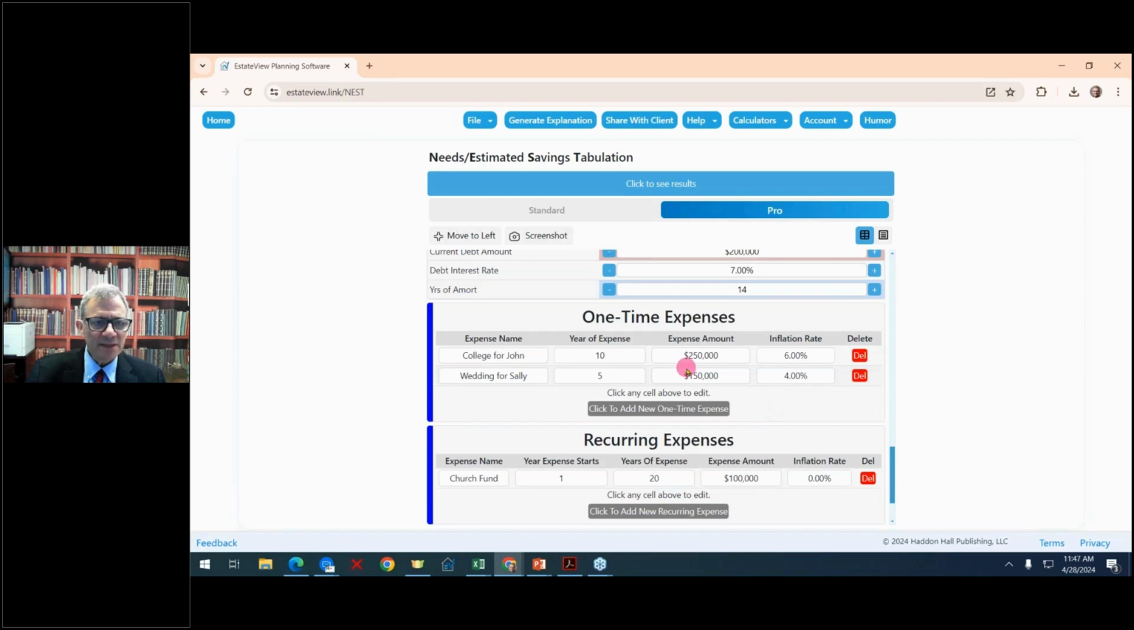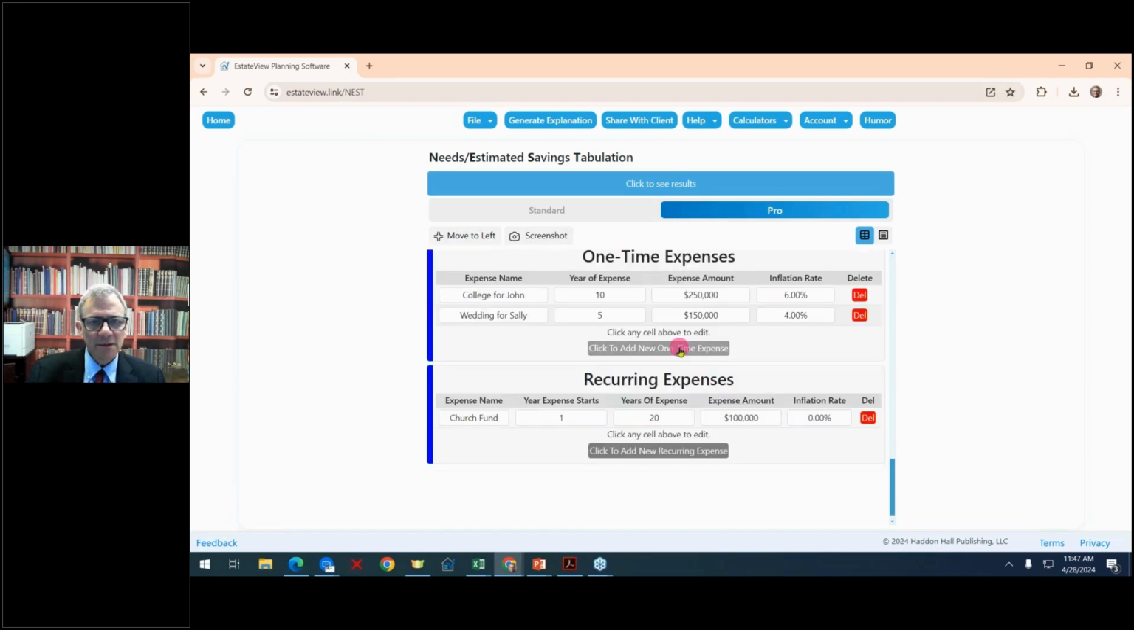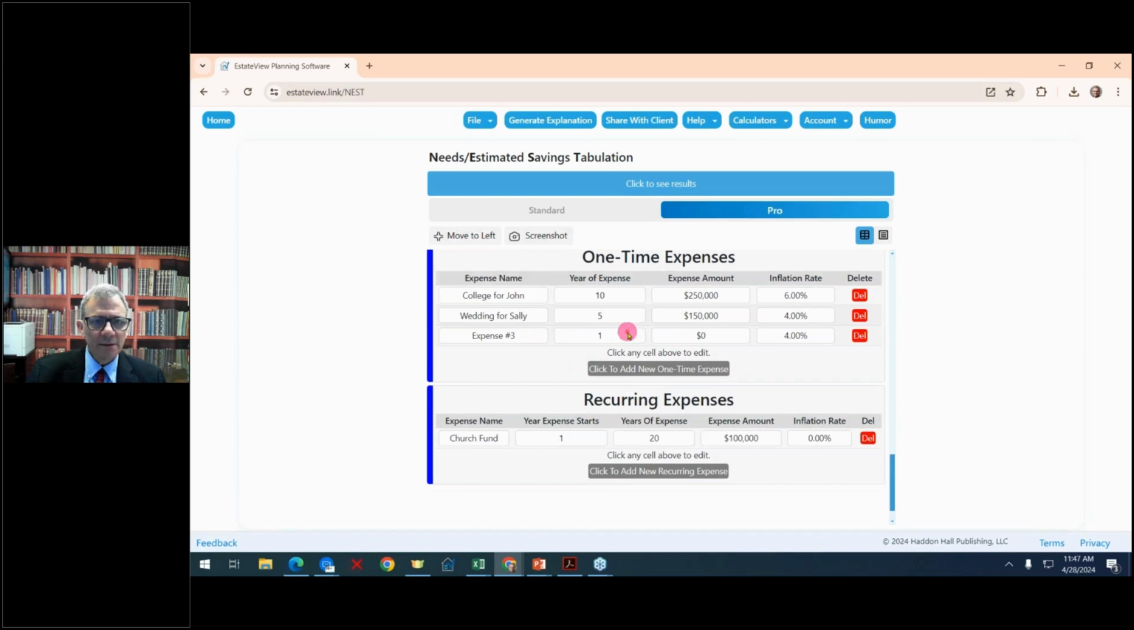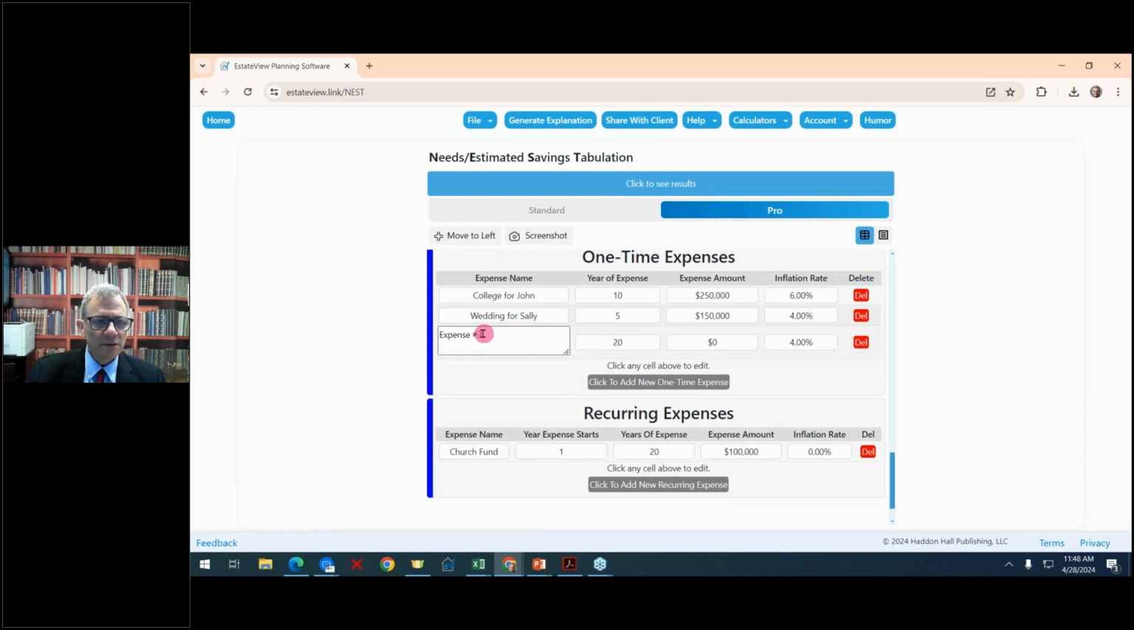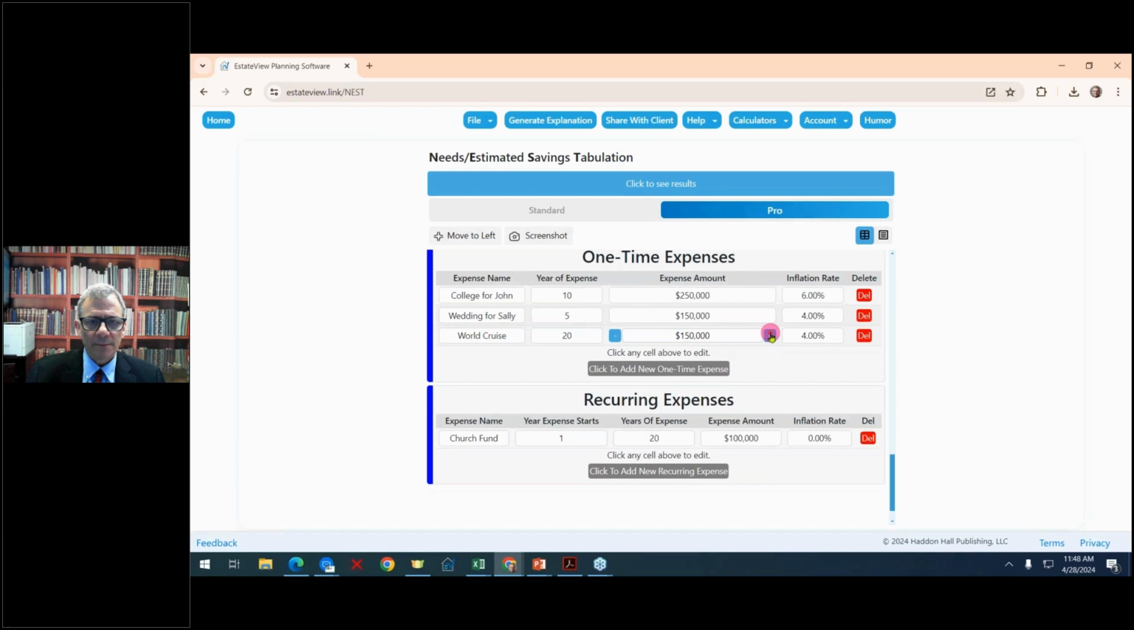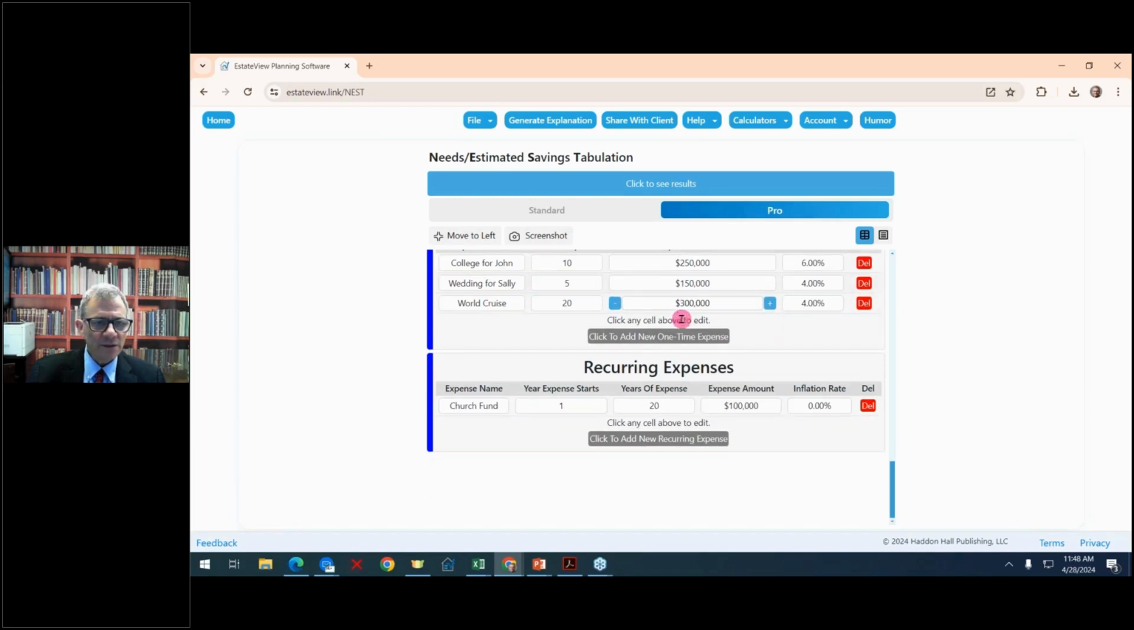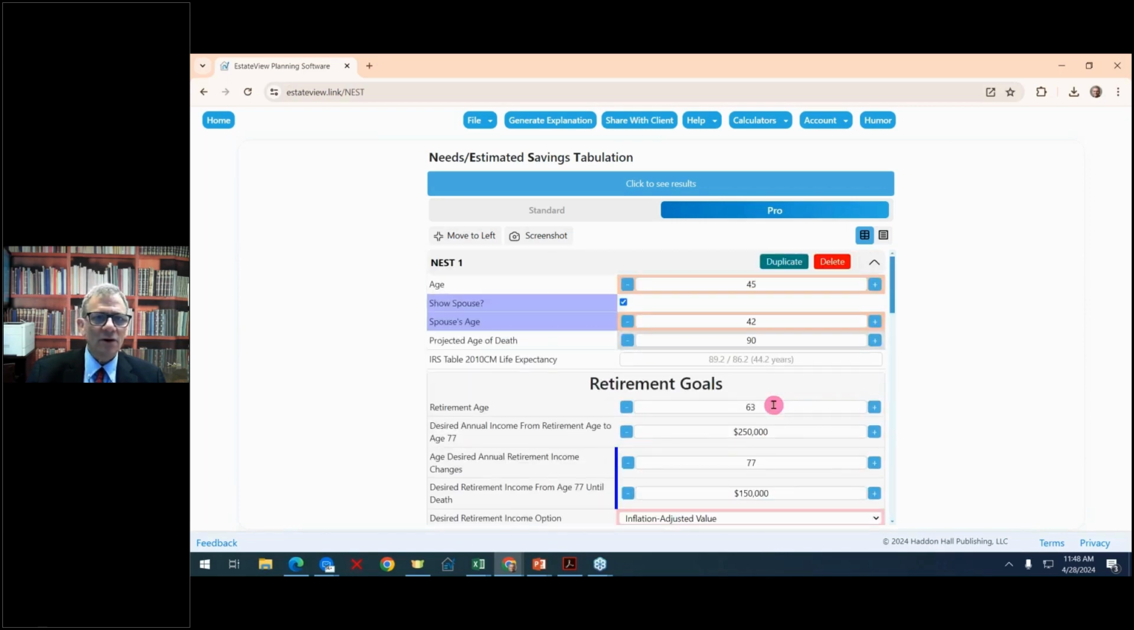And then one-time expenses, maybe college, maybe a wedding, maybe when they get to age 40, or maybe in 20 years they would like to take a very expensive world cruise when they first retire. So I can call that world cruise. And maybe that's going to cost $300,000. And then they want to give their church perhaps $10,000 a year for 20 years, or maybe $50,000 a year for 20 years. Well, how does that all come out?